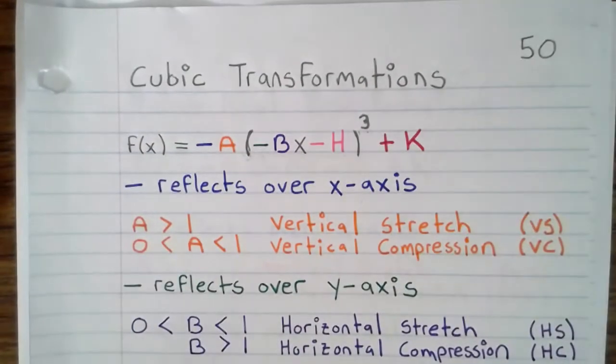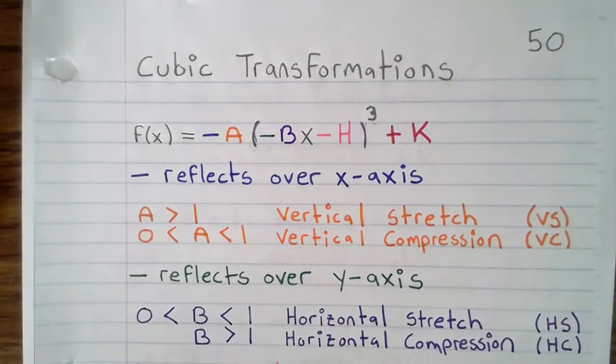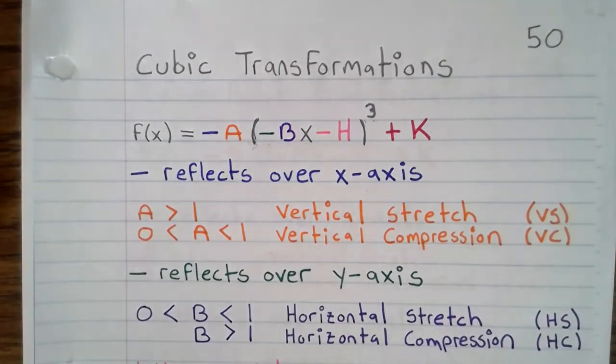All right, cubic transformations on page 50. f(x) = -a(-bx - h)^3 + k. The negative in front of the a reflects over the x-axis. When a is greater than 1, it's a vertical stretch. When a is greater than 0 but less than 1, it's a vertical compression. When there's a negative in front of the b inside the parentheses, it reflects over the y-axis.